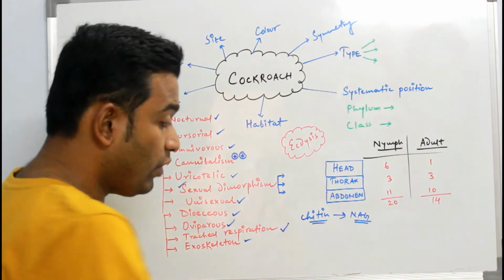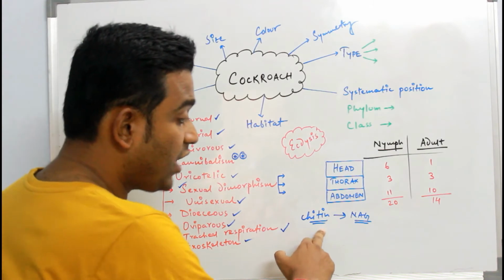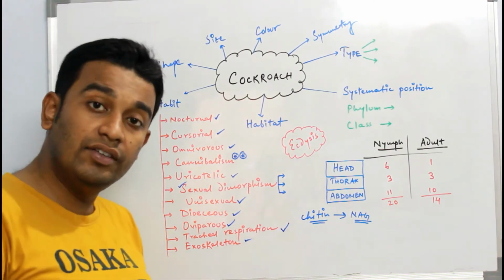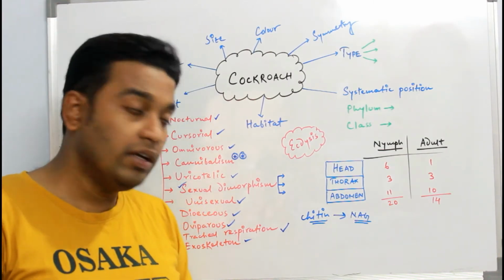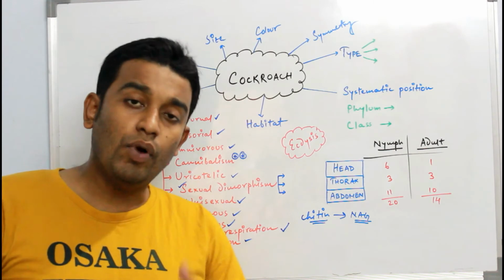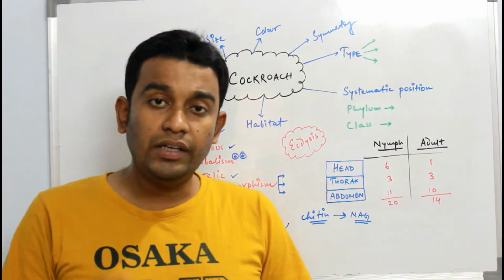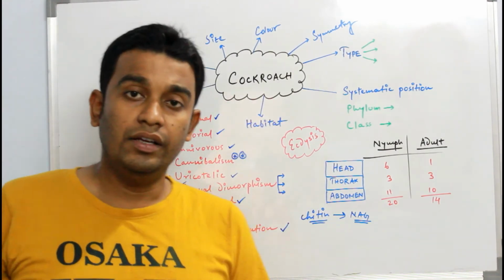Right? This is one of the important questions for your competitive exams. So, the chitinous plate, which will be visible as far as the exoskeleton is concerned, will be made up of N-acetylglucosamine, which is nothing but a mucopolysaccharide.